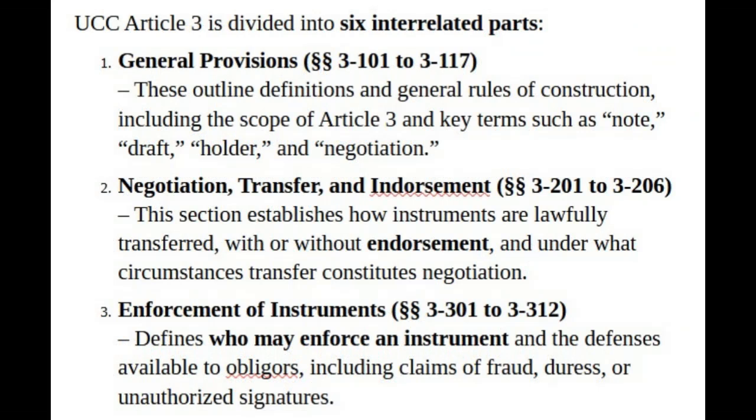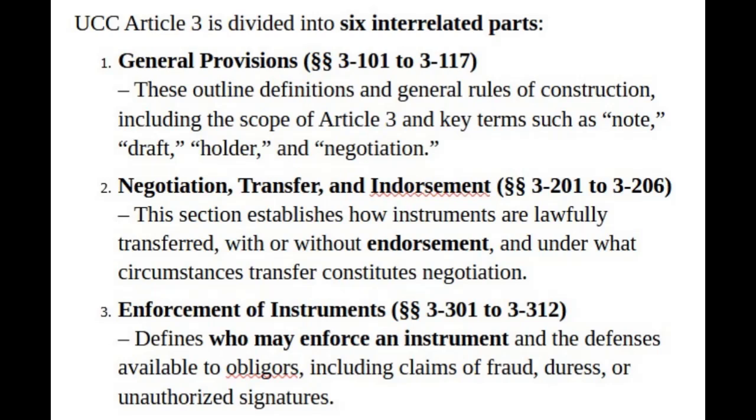UCC Article 3 is divided into 6 interrelated parts. 1. General Provisions, Sections 3-101 to 3-117. These outline definitions and general rules of construction, including the scope of Article 3 and key terms such as note, draft, holder, and negotiation. 2. Negotiation, transfer, and endorsement, Sections 3-201 to 3-206. This section establishes how instruments are lawfully transferred, with or without endorsement, and under what circumstances transfer constitutes negotiation.